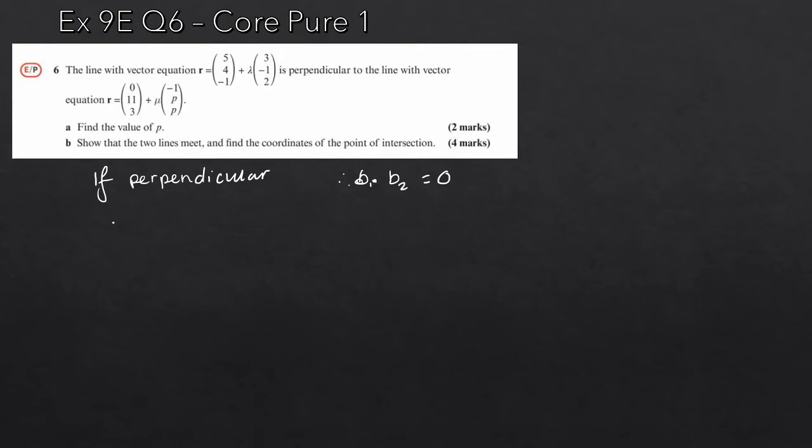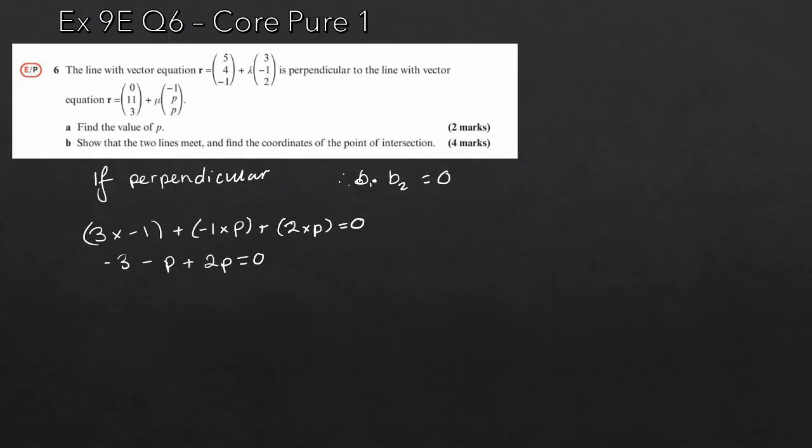So 3 times minus 1, plus minus 1 times p, plus 2 lots of p, so 2 times p. This is all equal to 0. So if we solve this now, this is minus 3 minus p plus 2p. Okay, and that's equal to 0.